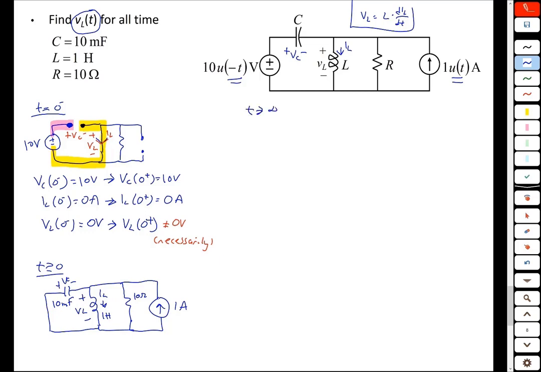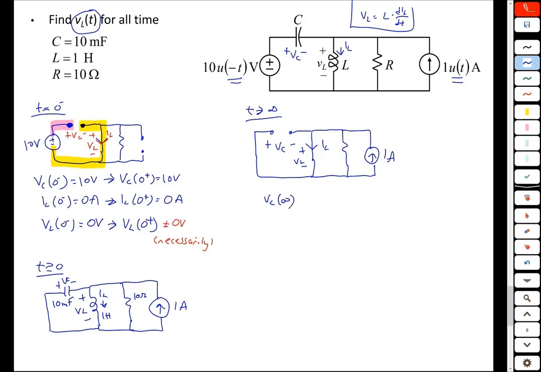So as t goes to infinity, once again we have another DC steady state problem, but now the circuit looks like this. The capacitor once again is open circuited, the inductor once again is short circuited, we have our resistor, and we have our 1 amp current source. So we have VC at infinity, IL of infinity, and also VL of infinity. VC of infinity, once again because the inductor is short-circuited, is going to be 0 volts.